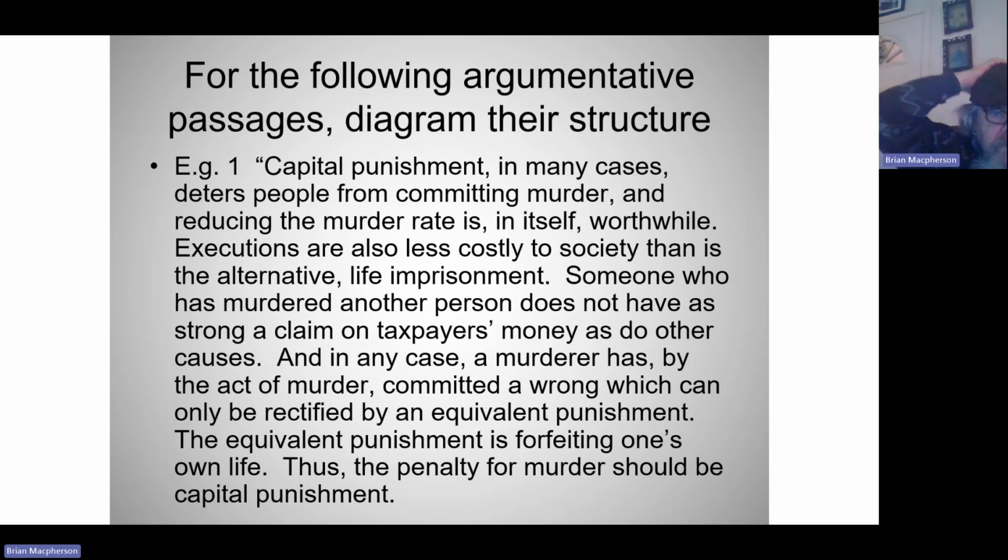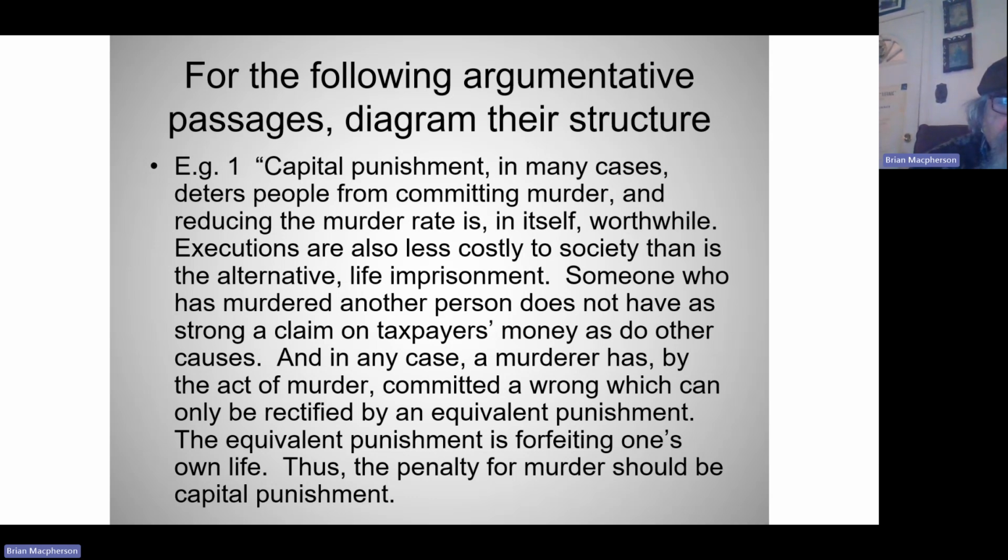Then there's a third one. And again, it's a separate set of considerations. It says, and in any case, a murderer has, by the act of murder, committed a wrong which can only be rectified by an equivalent punishment. All right. So the idea is if I steal, then the equivalent punishment would be to pay the money back. If I commit murder, according to this view, then the equivalent punishment is to forfeit my life. And so that's made explicit in the next statement. The equivalent punishment is forfeiting one's life.